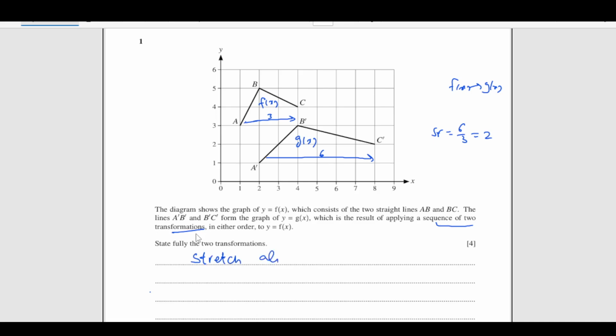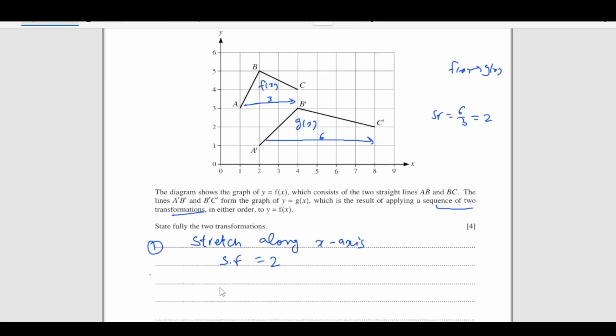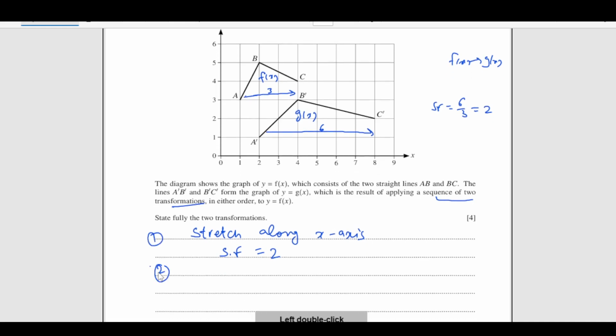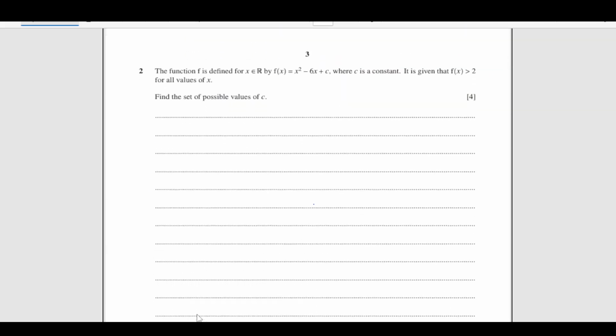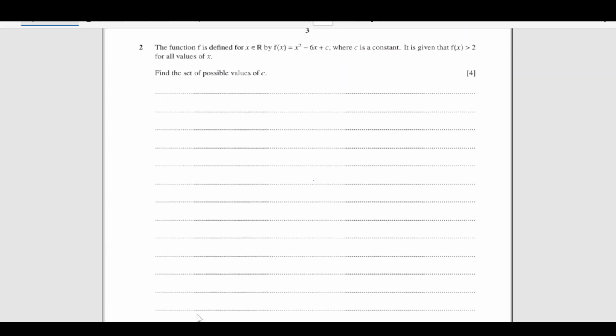This is a stretch along the x-axis with scale factor of 2, right? So this is one. The second one is a translation. As you can see, this line A is moved 2 units down. So this is a translation, (0, -2), right?